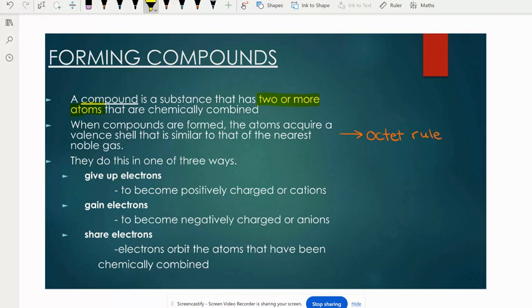There are three ways that atoms or elements will do it: giving up electrons, gaining electrons. Remember we talked about how those affect the charges. And the last way is sharing electrons. So these two are relevant to making ionic compounds because they make ions. This one is relevant to covalent compounds, which we'll talk about later down the road.